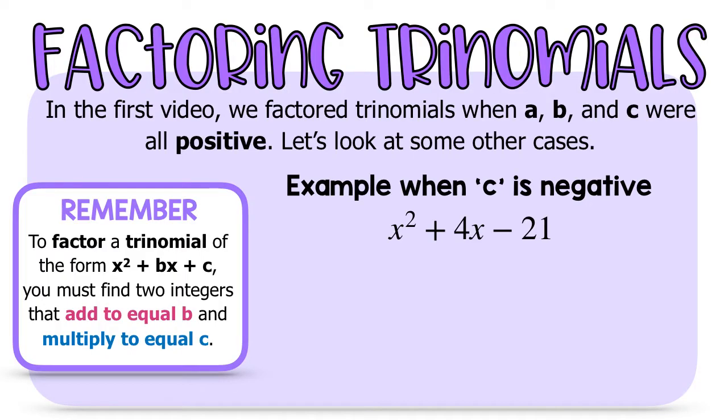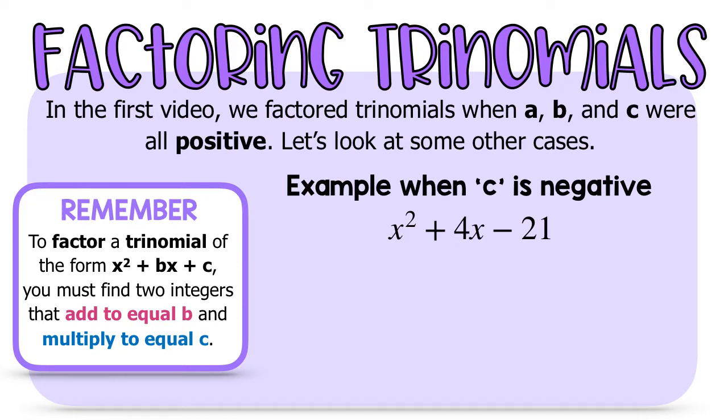So in the previous video, we factored trinomials where everything was positive. So the first term was positive, the second term was positive, and the third term was positive. But you'll see in this case, that's not true, right? This last term is a negative. So that's what this video is going to focus on. We're going to look at what happens when we have negatives.